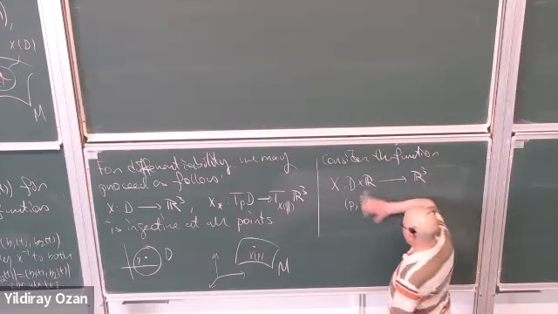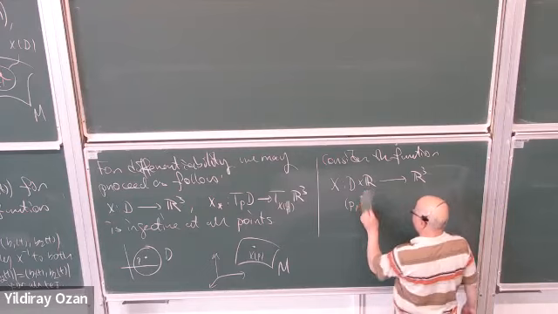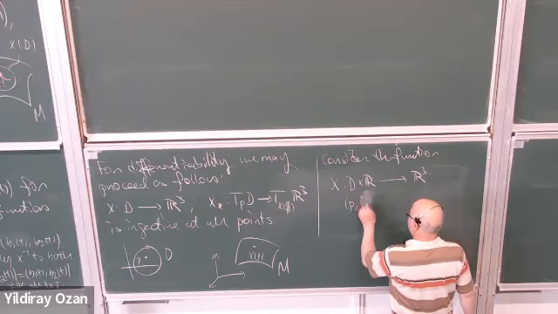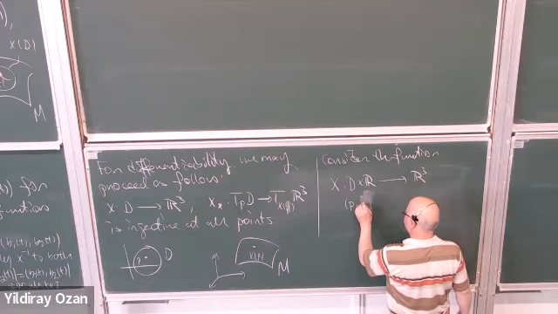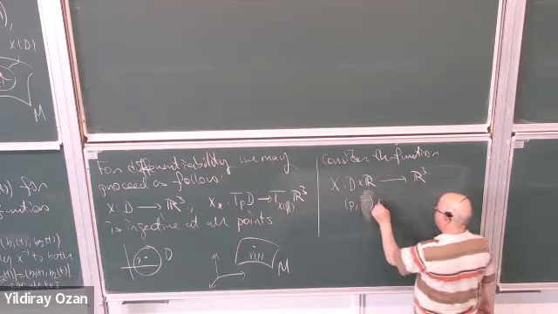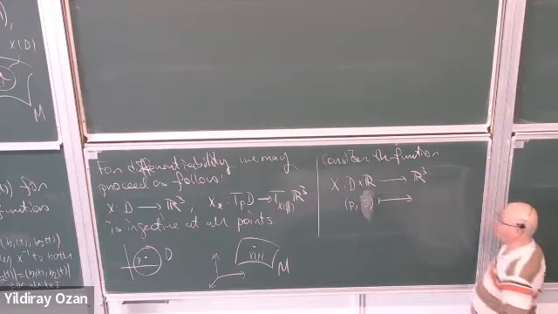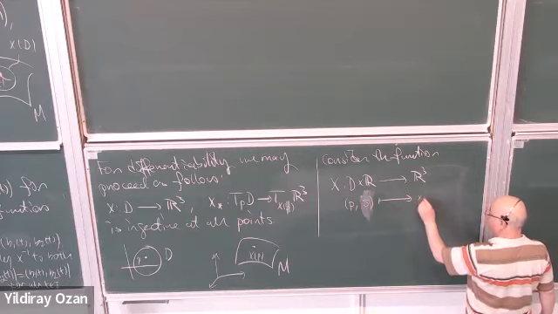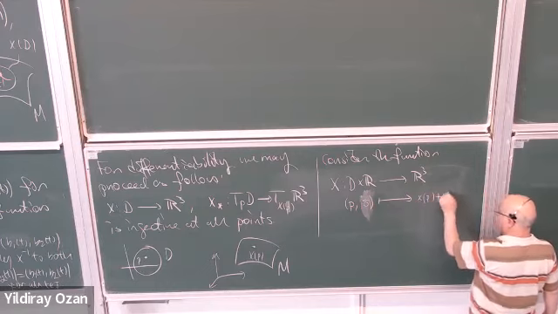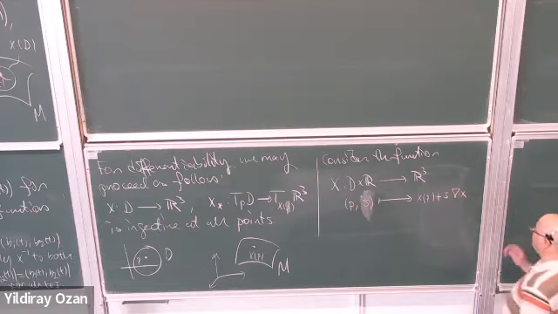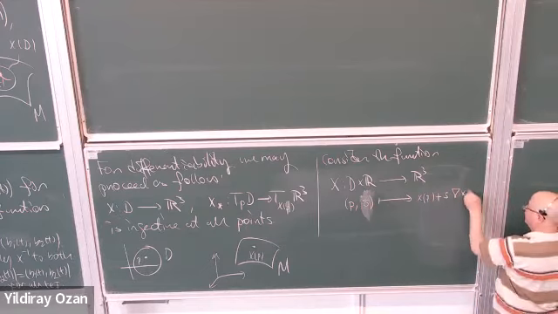let me call it something else, S. I send it to the following point. So this is X of P plus S times gradient of X, okay, at P.